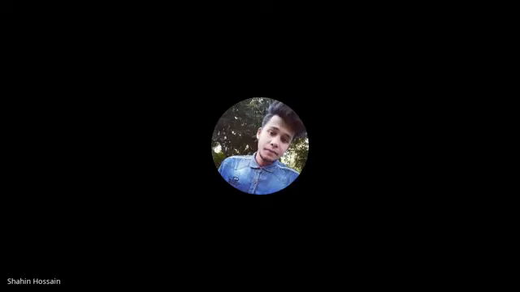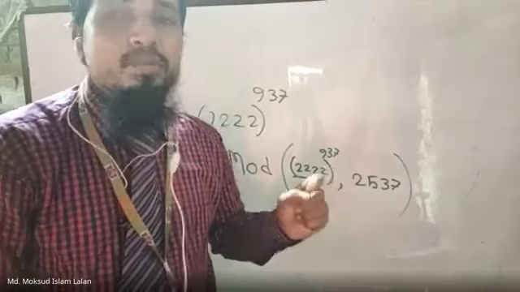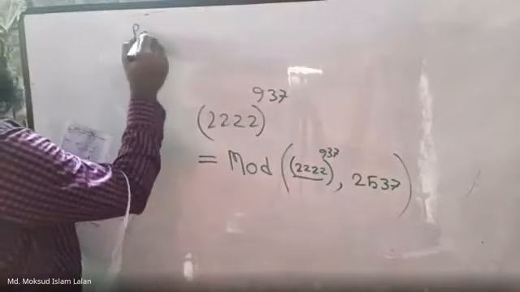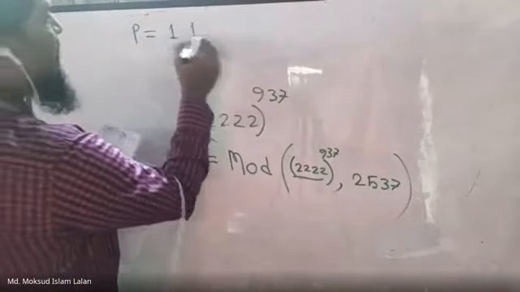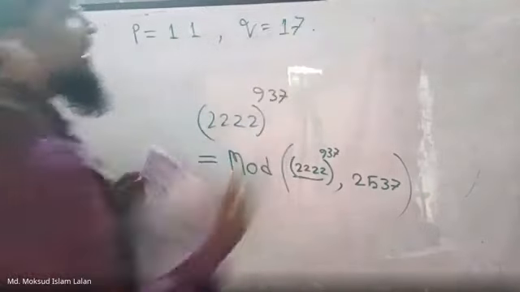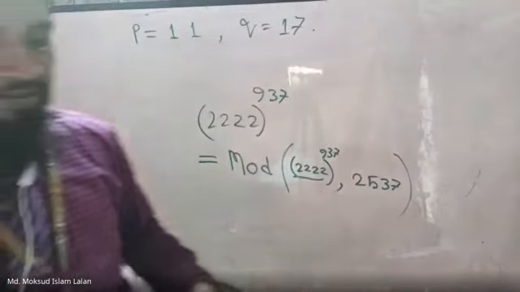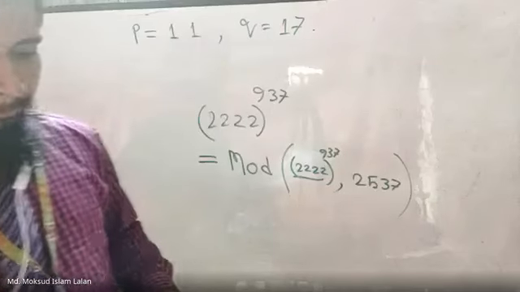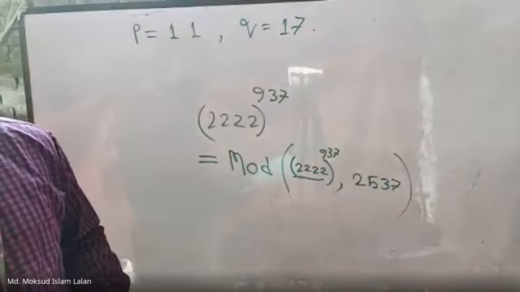So we will solve the small ones that are easy. You can consider p is equal to 11. Would you please write p is equal to 11 and q is equal to 17? Dear student, can you write it down? Yes, sir, I'm writing. Could you please proceed? Yes, sir.